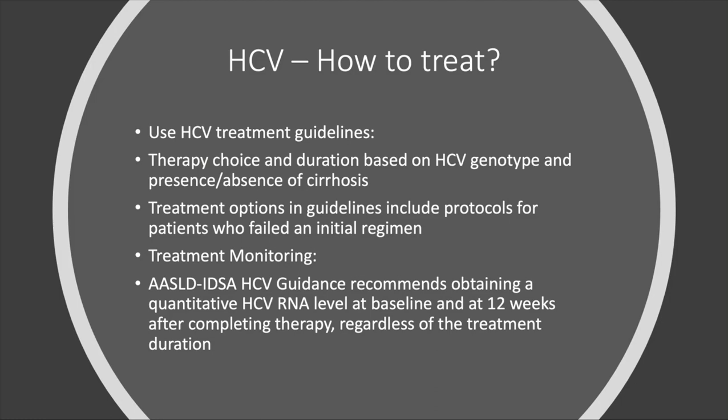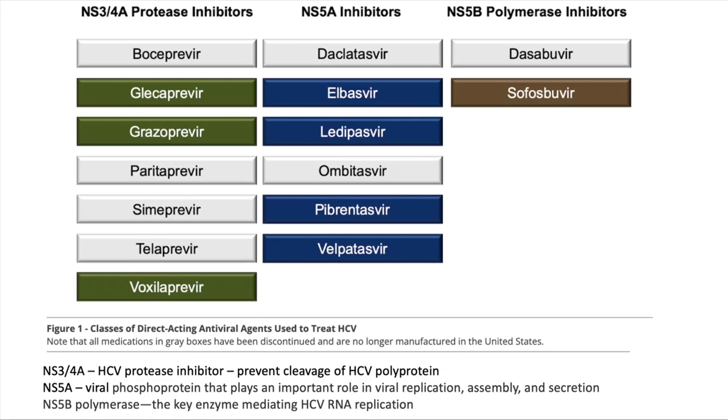We use the Hepatitis C treatment guidelines. These are protocol-driven and they're updated as new data becomes available. There are 3 classes of direct-acting antivirals that work on specific mechanisms for the Hep C virus. The first and oldest of the direct-acting antivirals are Hep C protease inhibitors. They prevent cleavage of the Hep C polyprotein. Next developed were the NS5B polymerase inhibitors. These help to mediate Hep C replication. And finally, the third class are inhibitors of an enzyme called NS5A.